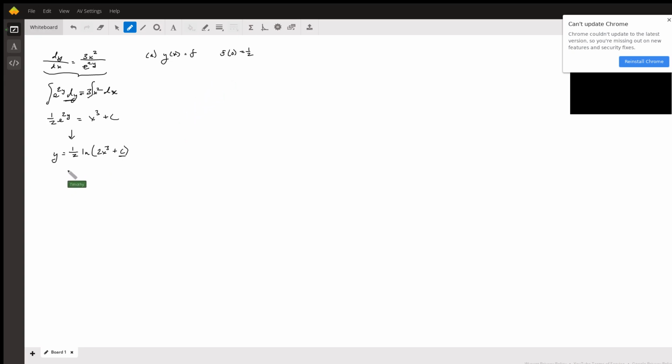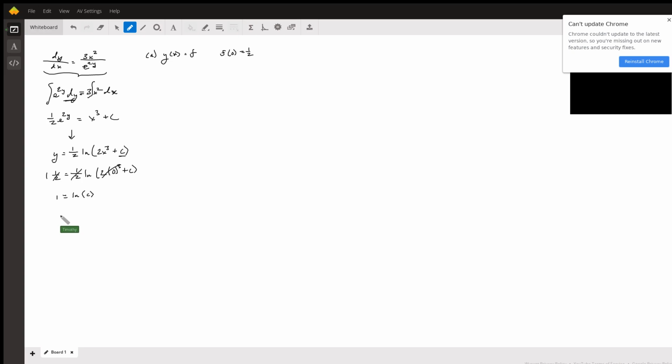So at f of 0, it's equal to 1/2. So we'll have 1/2 is equal to 1/2 ln of 2 times 0 cubed plus c. All right, well, this just goes to 0. And then the 1/2s cancel out, and then this just becomes 1. So we have 1 is equal to ln of c.